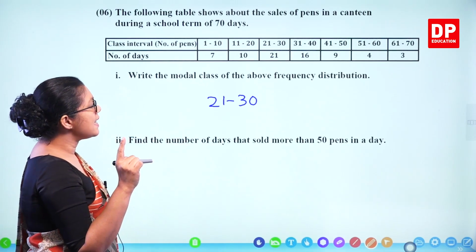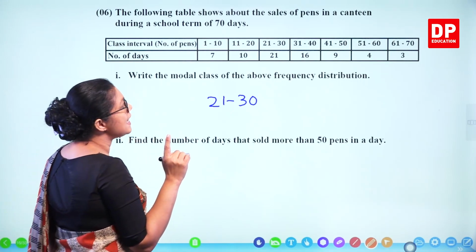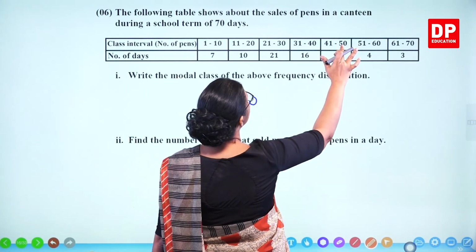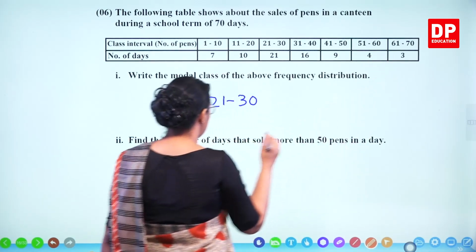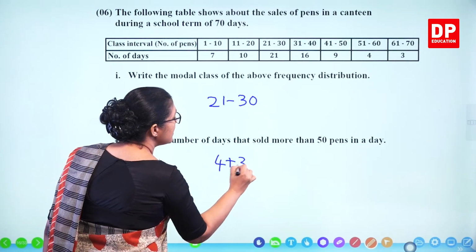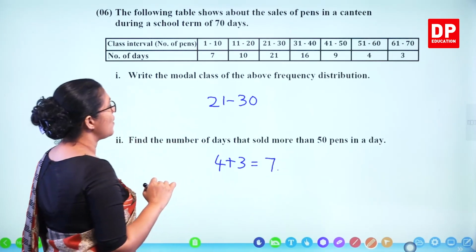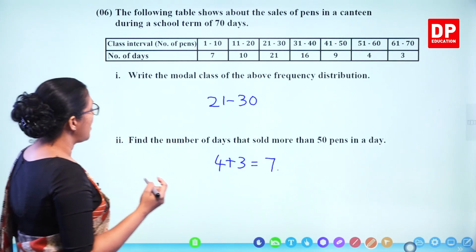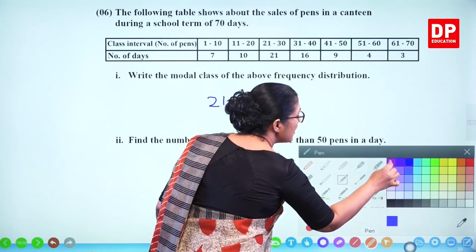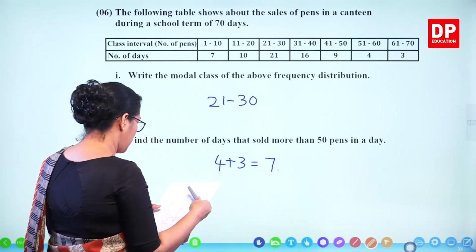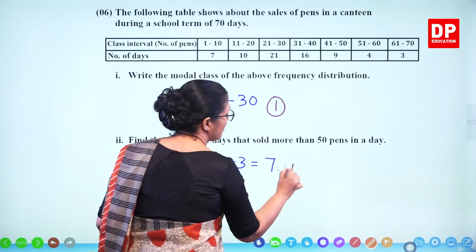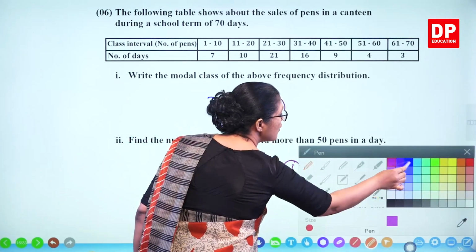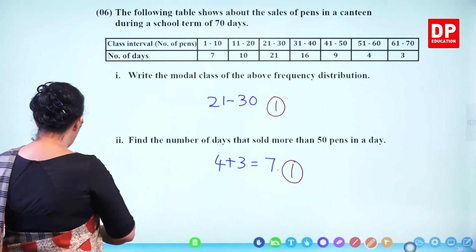Find the number of days that sold more than 50 pens in a day. 50 here, more than 50 is here, 4 and 3. So 4 plus 3, 7. That's an easy question. So just, I think 2 marks. We'll see. 1 mark for 21 to 30, and 7, 1 mark. Straightforward questions. Now we'll look at the second part.